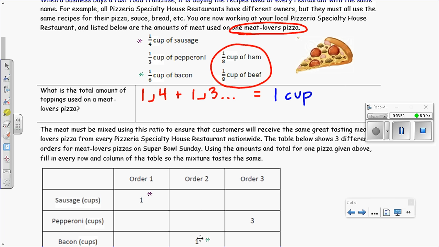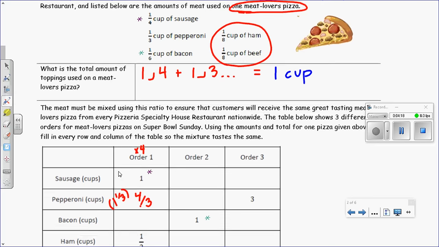It's 4. So for order number 1, we are going to multiply all the ingredients by 4. So for pepperoni, type into your calculator 1/3 times 4. You can pause it if you need to, but if you're typing in 1/3 times 4, we're going to have 4 of those, so it's going to be 4/3. If your calculator gave you 1 and 1/3, that's the same thing. So don't get confused just because one's a mixed number and one's an improper fraction.